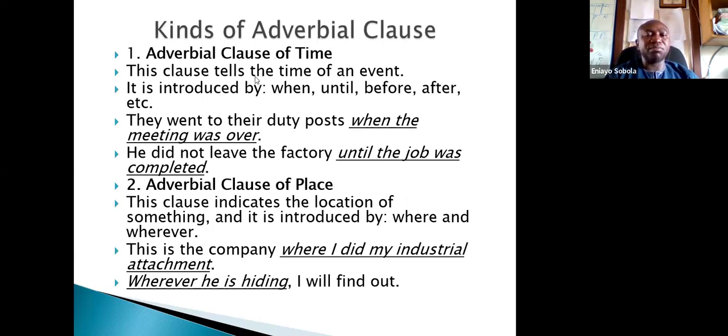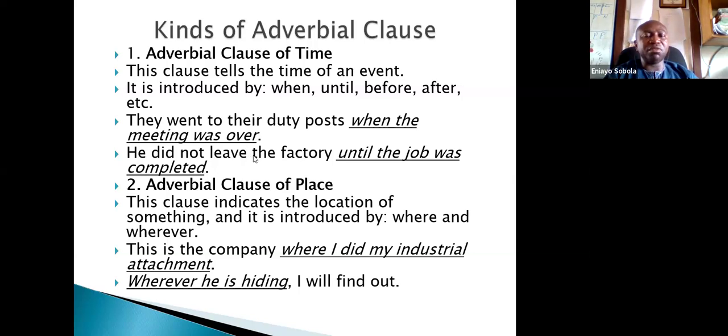Adverbial clause of time tells the time that an event took place. It tells the time of an event. So it was introduced by when, until, before, after, and the rest. Look at this example. They went to their duty post when the meeting was over. Realize that "when the meeting was over" indicates time.